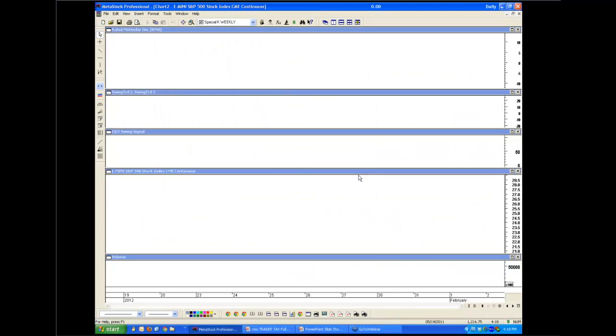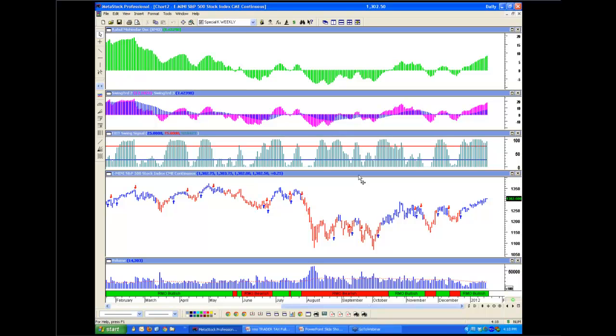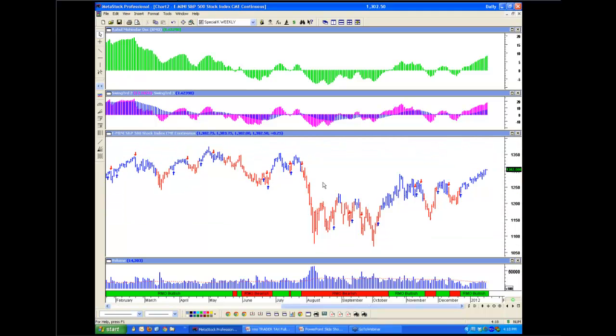Okay, and here we've got a chart of how you would be looking at it when you look at RMO. The first thing that I want to do now, getting back to what we were talking about, is we want to trade in the direction of the general trend.